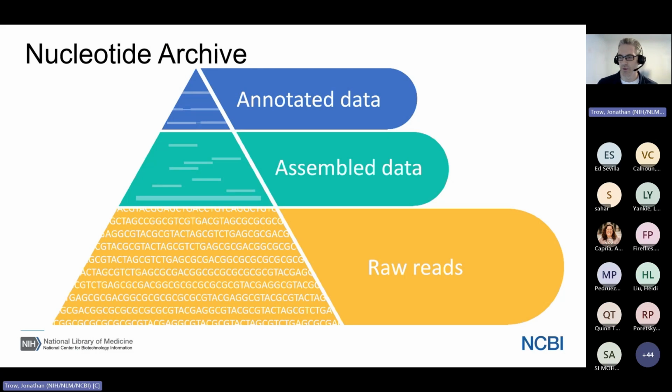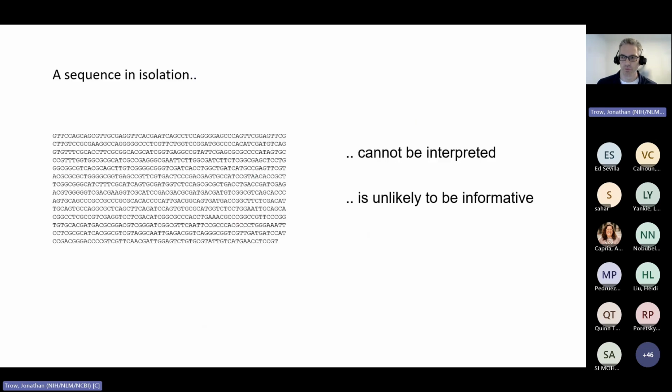NCBI has several different types of sequence submissions that we accept. At SRA, where I work, we take raw reads, and those in many ways function as the base of the archive stack. And those reads can then be assembled into higher order constructs and can have other annotation and functional information overlaid. And NCBI has archives for each of these data types because we understand that a sequence in isolation lacks context. And this means that it cannot be easily interpreted and is unlikely to be particularly informative.